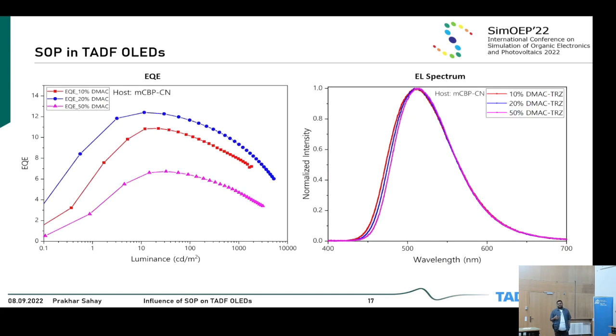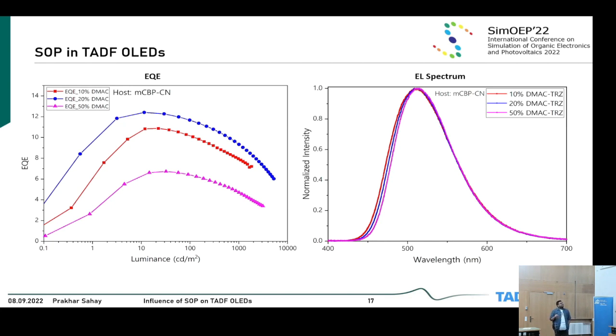Also, when we look at the EQE for these devices, we see, first of all, that the EQE increases slightly, but with a higher percentage of DMAC-TRZ, it goes down. The reason for this could be that since we are adding more DMAC-TRZ to the OLED device, we could see some accumulation of charges because of too much DMAC-TRZ, and thus some additional quenching. Therefore, the EQE goes down.